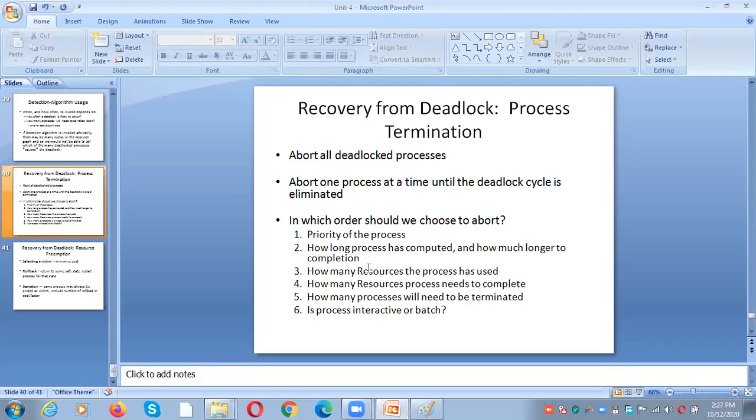And next, the process requires a total of 5 resources. 4 resources are already utilized by the process. Only one resource is still required.